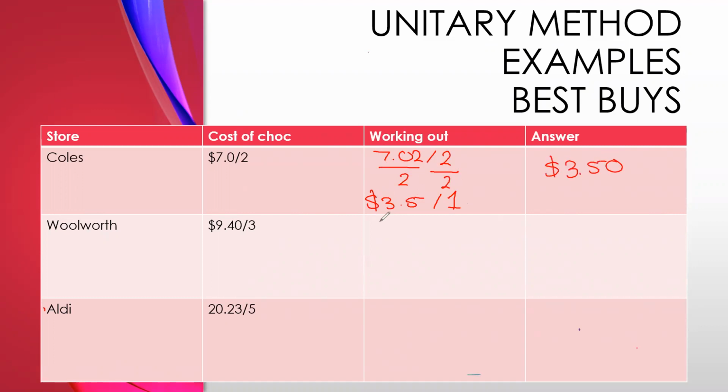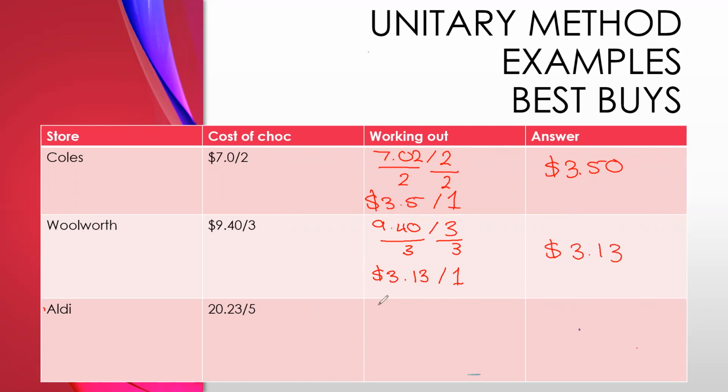At Woolworths, we've already got it written as a rate. It's $9.40 for 3 blocks of chocolate. To figure out what 1 block of chocolate is worth, we're going to divide by 3. What we do to one side of an equation, we do to the other side of an equation. So this ends up telling us that it's $3.13 for 1 block of chocolate.